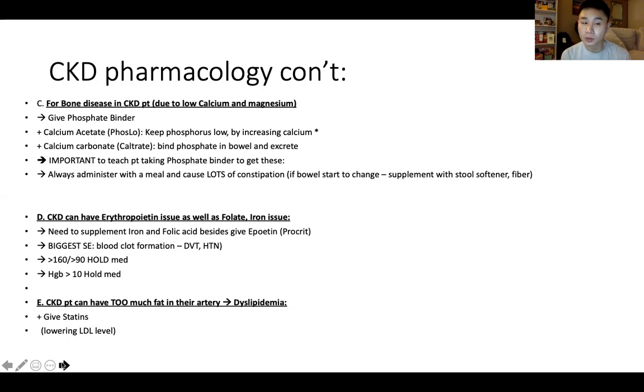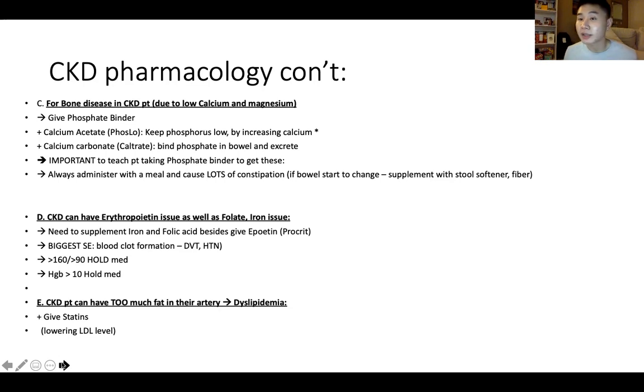So we also know that CKD patients have decreased erythropoietin. I feel like I say this multiple times already. So we need to supplement the patient with iron and folic acid beside giving epoetin, also known as Procrit, because iron and folic acid also aid in the production of red blood cells as well. So the biggest side effects are blood clot formation, DVT, and hypertension.